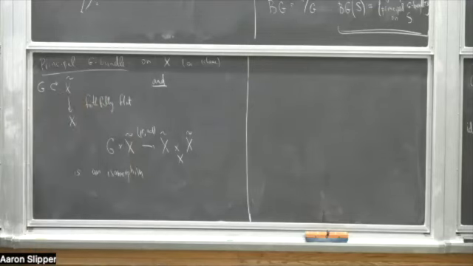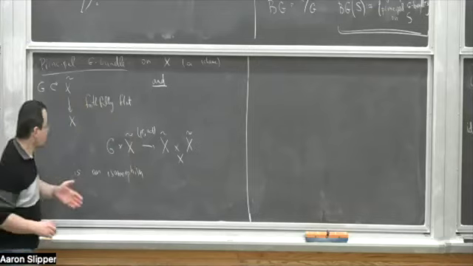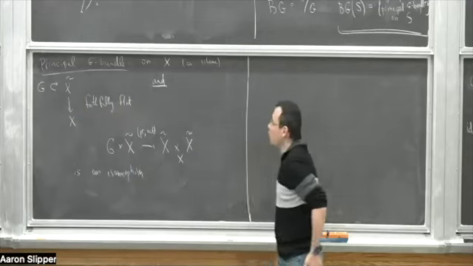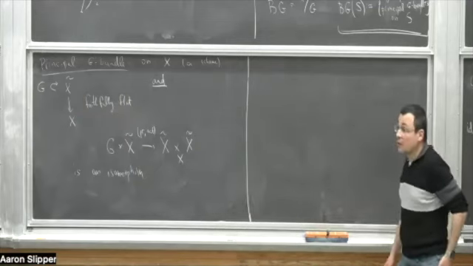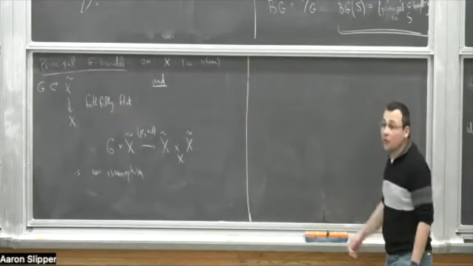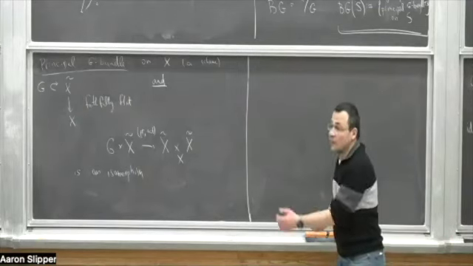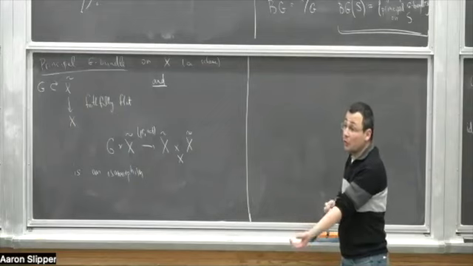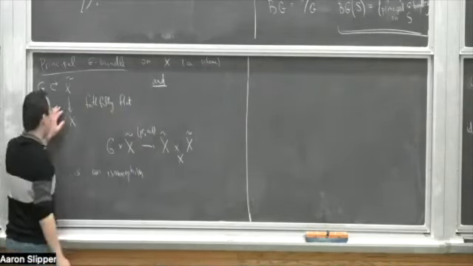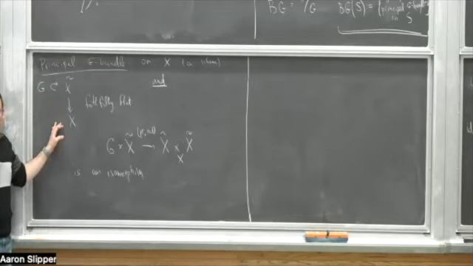Is it the same as an FPPF torsor? This is the same as an FPPF torsor. And again, I wanted to allow myself to not be in characteristic 0. If we were in characteristic 0, then G would be smooth, and this would automatically show that every such is smooth locally.